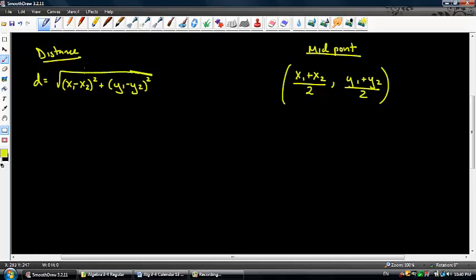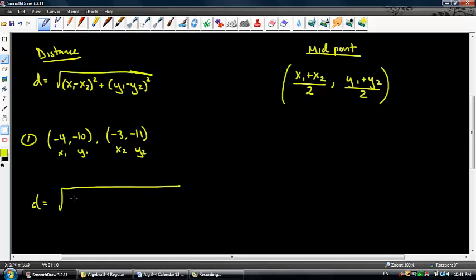I'm going to go ahead and find the distance between a couple of sets of points here. So I'm going to show you guys an example 1 here. Example 1 says I'm going to find the distance between these points, -4, -10, and -3, -11. So the distance formula here is written as follows: d equals the square root of x sub 1 minus x sub 2 squared plus y sub 1 minus y sub 2 quantity squared. So let's go ahead and just pump these things into the distance formula and see what we get. I know that this is x sub 1, this is y sub 1, x sub 2, y sub 2 here. So let's go ahead and just pump it in. The distance is going to be equal to all of this stuff here.